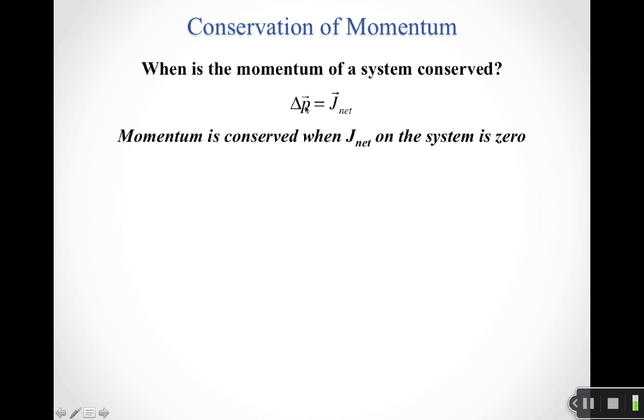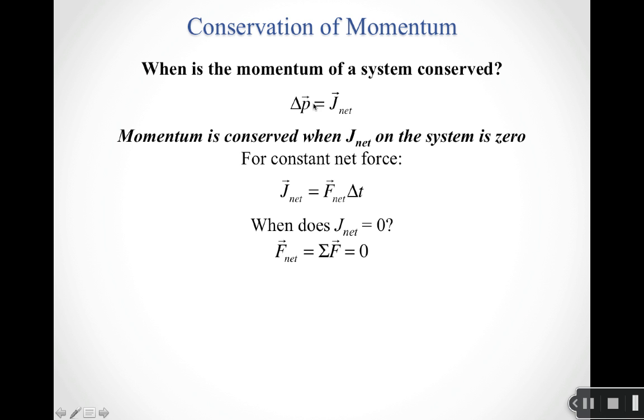So momentum is going to be conserved, which is another way of saying that the momentum doesn't change, which is another way of saying that delta P here is 0. So for delta P to be 0, the net impulse has to be 0. If I've got a constant net force, that net impulse can be calculated as that constant net force times the time that it acts.